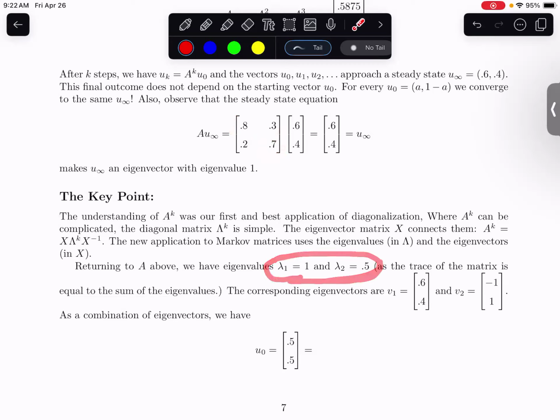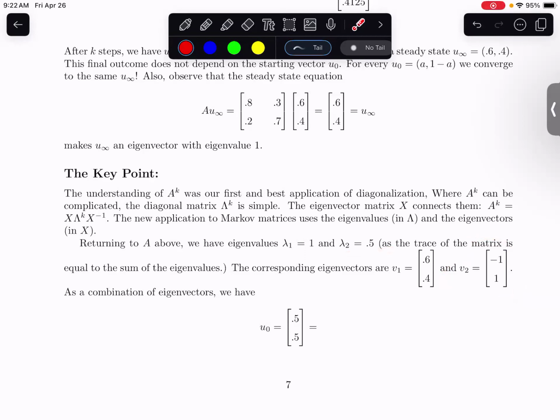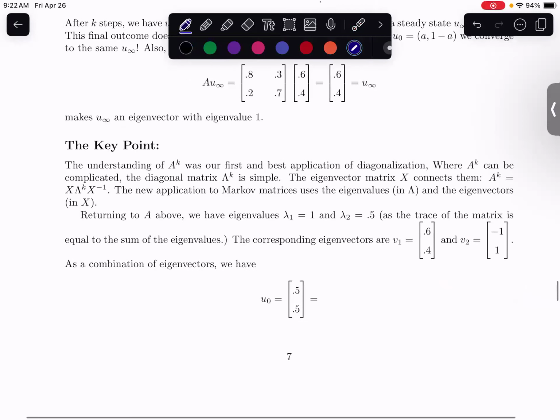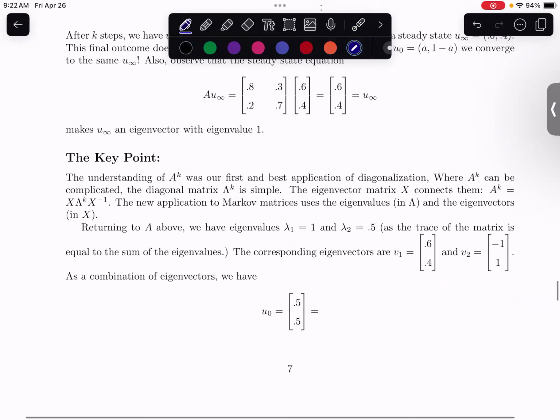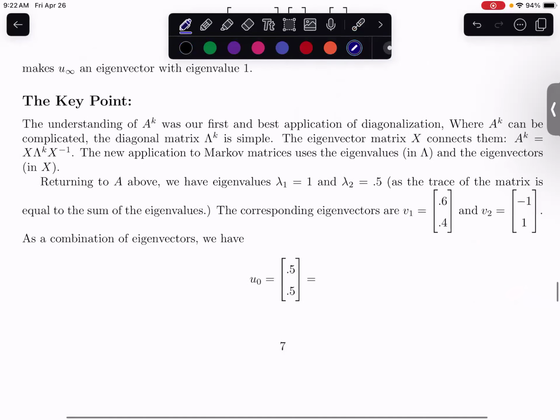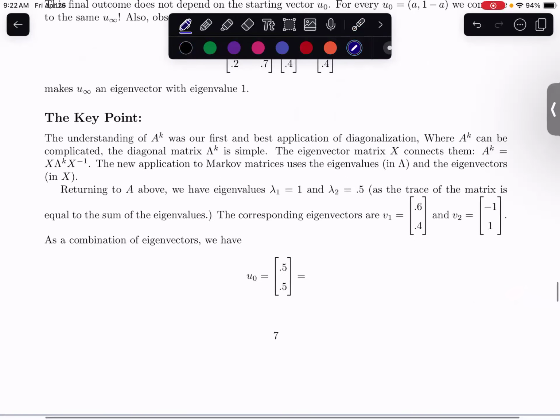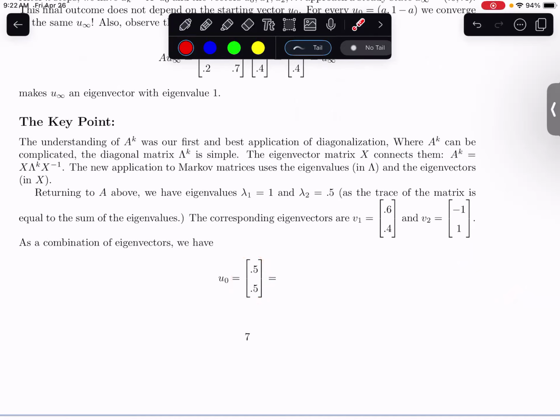And then I just tell you what the corresponding eigenvectors are. So we know one of the eigenvectors is v1, which is (0.6, 0.4). And then it turns out the other eigenvector is going to be (-1, 1). This corresponds to lambda equal to 0.5. And so to understand why these matrix powers converge to the steady state vector, we're going to take this initial vector (0.5, 0.5), and write it as a linear combination of the eigenvectors that we have.